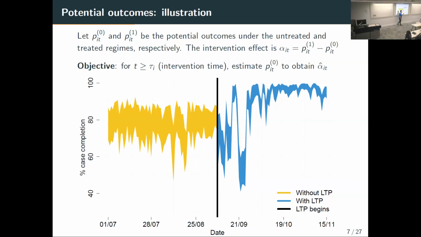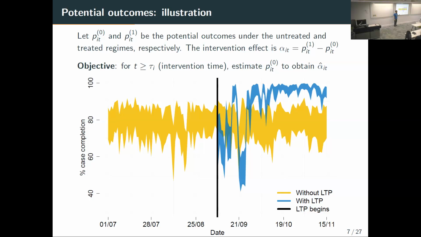But after that, we have data under the treated regime. So the intervention has started to act. So my task becomes to use the data that I have in the yellow untreated regime and try to impute something that you might have heard as the counterfactual. It's the outcome that would have been observed in this period if there was no intervention. So say the unit did not introduce the intervention, what would be the trajectory of the percentage of completed cases?